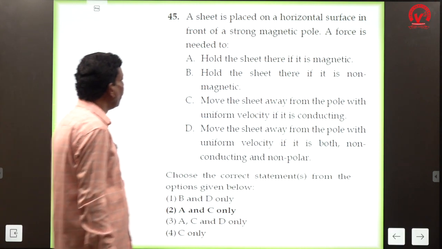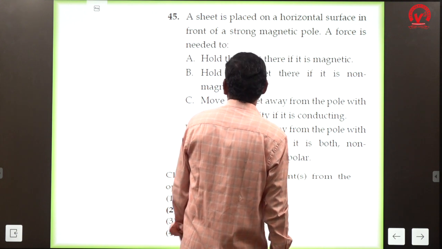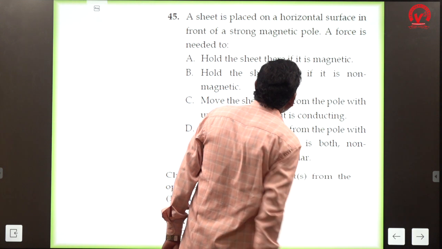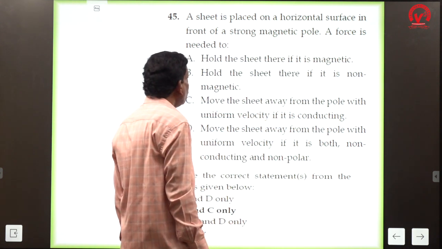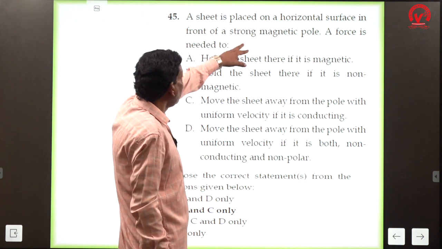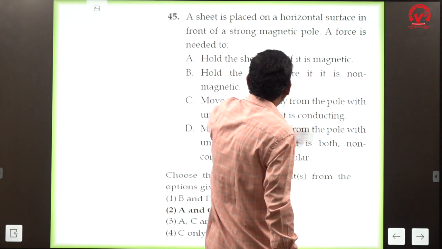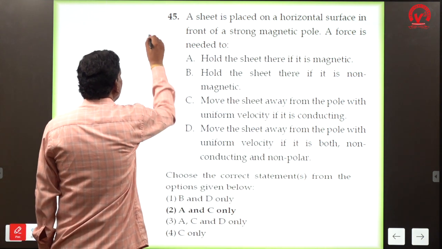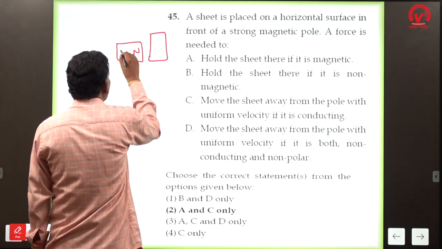Next, question number 45. A sheet is placed on a horizontal surface in front of a strong magnetic pole. A force is needed to. A sheet is placed on a horizontal surface in front of a strong magnetic pole. A sheet is placed in a strong magnetic field.